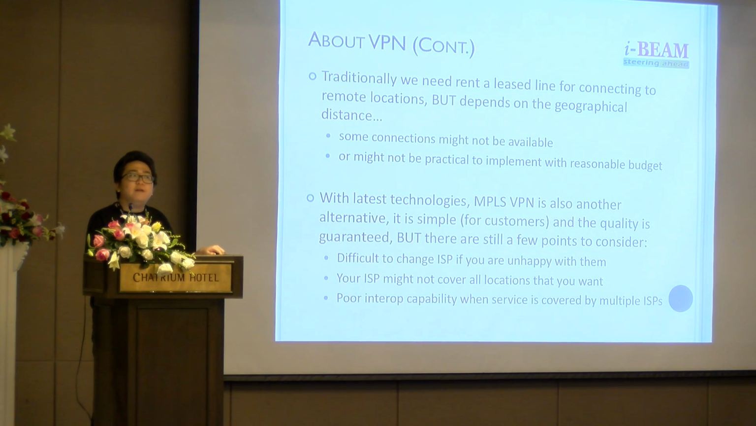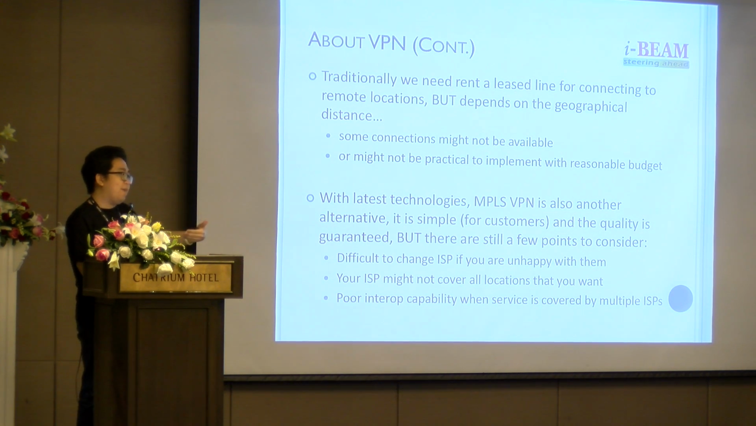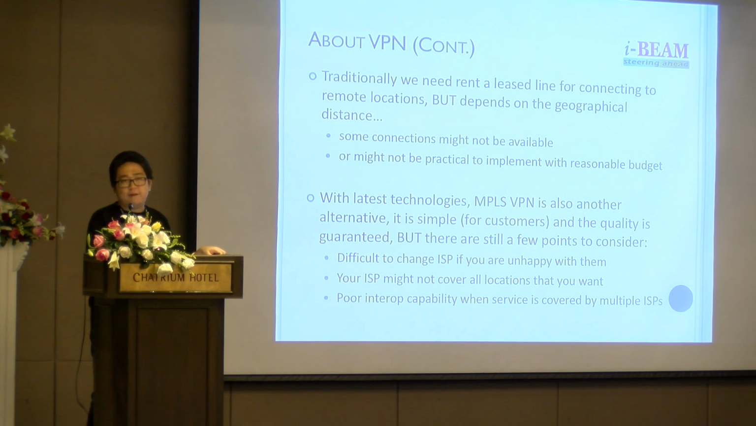With the latest technologies, some ISPs also offer something like MPLS VPN, which some ISPs call Metro Ethernet. This one is good, and it is simple for the customer, because from the customer's point of view, I just plug in the cable, then everything works. So it is good. But from the ISP's point of view, they need to do a lot of configuration. That's why most of the time it is not very cheap. And also, when you use MPLS VPN from one ISP to connect all your locations, if you are not happy with them and want to change to another ISP, most of the time you need to change all the connections.